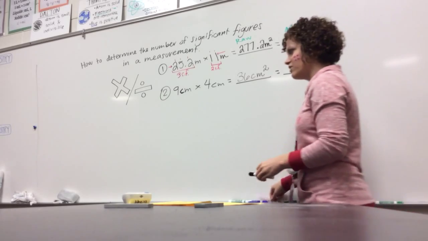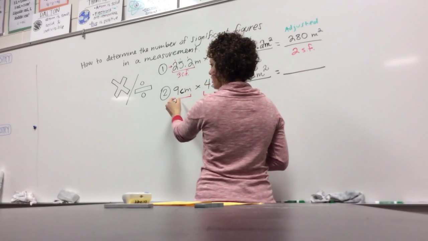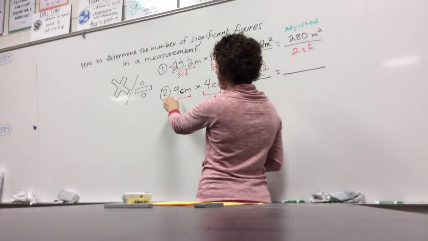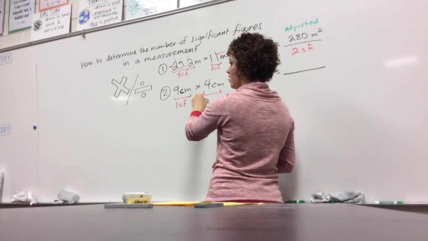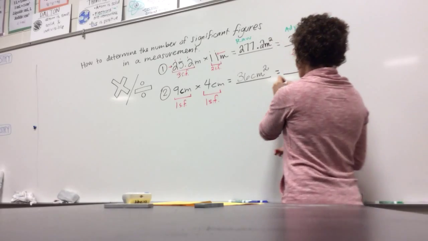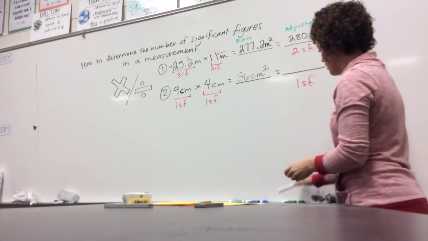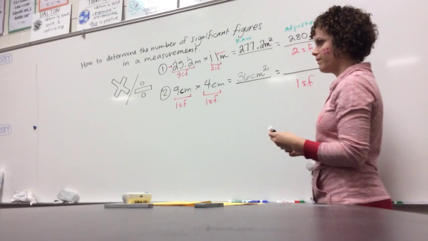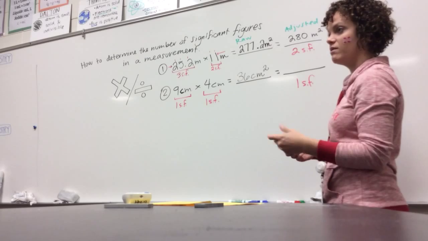Okay, now we have to adjust your answer, so the highlighter. How many significant figures in this one? And here? So your answer can only have 1. Well, the answer has 2. What, just be 40? 40?